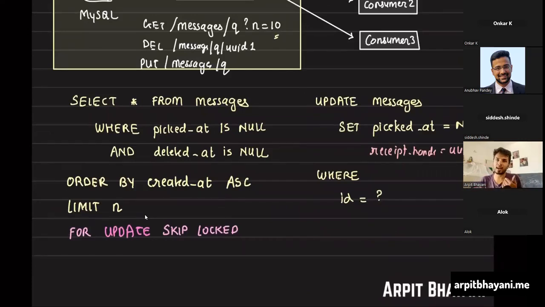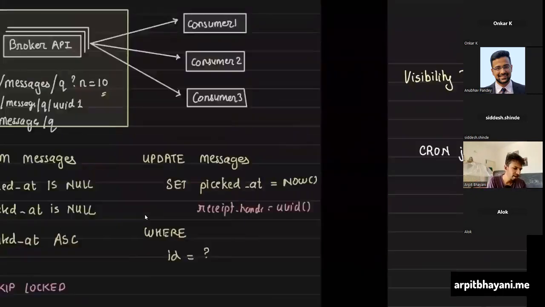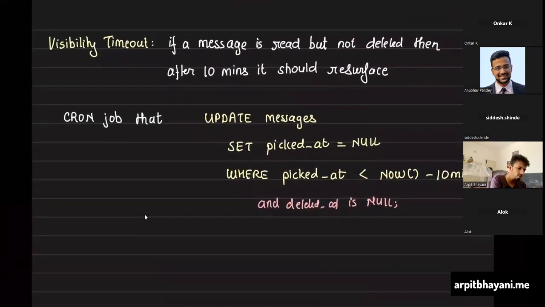Yeah, you can do that. I got your idea: where picked_at is null and deleted_at is null, or picked_at is less than now minus 10 minutes, which means and deleted_at is null. Yes, right? Then it would also match that. But no, you can do that. I'm not at all denying it. You can very well do that.